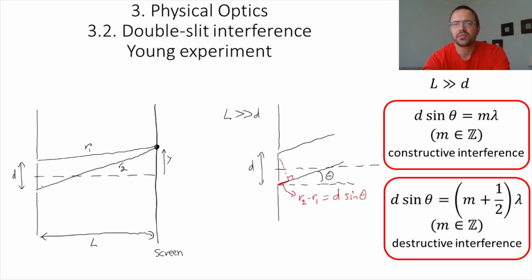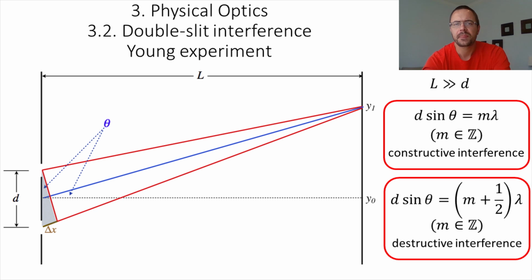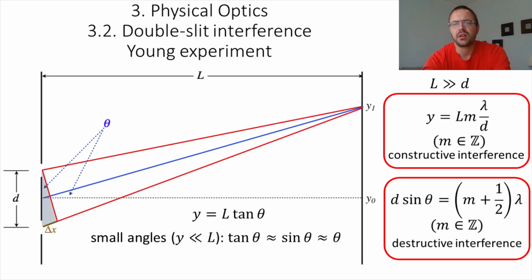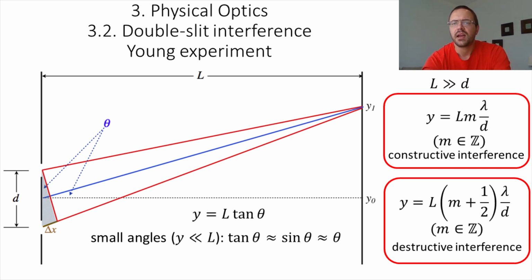And we can calculate the position on the screen from this angle, right? To do this, we have the position on the screen y, which is equal to L tangent theta. And for small angles, that means if y is much smaller compared to L, then tangent theta is almost equal to sine theta. And so the bright fringes will be at the position y equal L m lambda over d, with m an integer number. And for the dark fringes, they will be at the position y equal L (m plus 1/2) lambda over d.